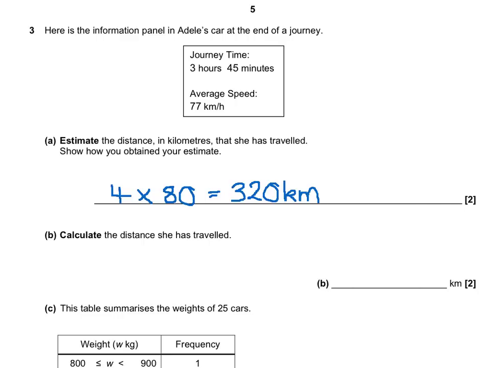3 hours and 45 minutes is 3 3/4 hours. So it's going to be 3 3/4, which on a calculator we need to use the decimal, which would be 0.75. So it will be 3.75 multiplied by our speed, which is 77. When we put that into our calculator, 3.75 times 77 gives us 273.35.